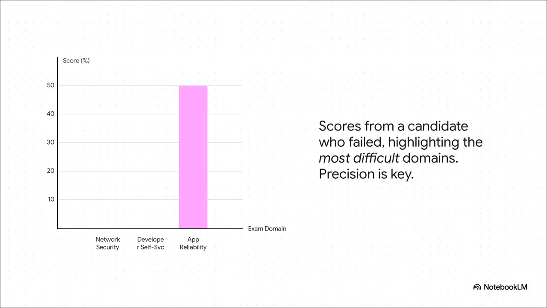It's part of a real score report from someone's failed attempt. And just look at those scores. 0% in network security, 0% in developer self-service. That tells you something incredibly important. These are not areas where you can be mostly right. To get any points at all, your configuration has to be perfect and, more importantly, functional.